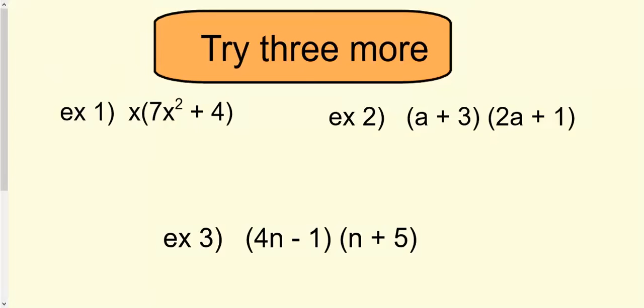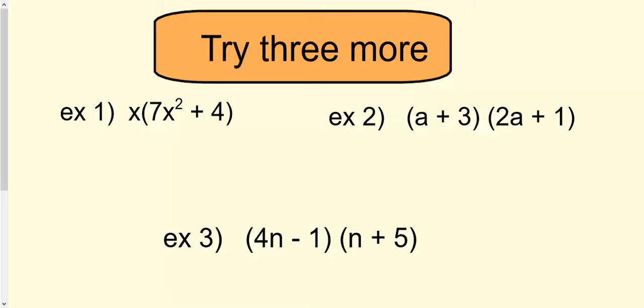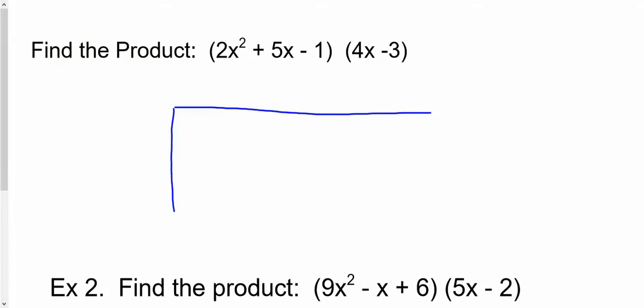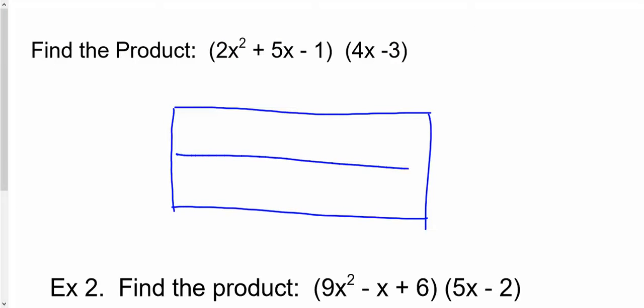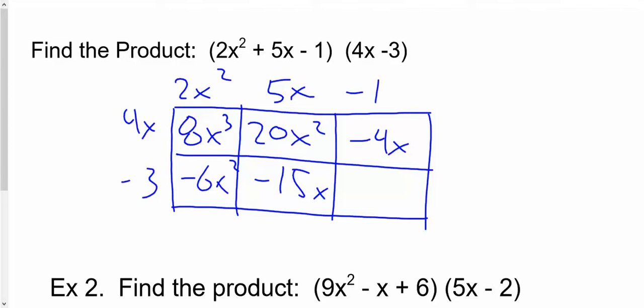Anything else here? I want to talk about this one right here. This is a binomial times a trinomial. Now this one is interesting because you can't use FOIL. You have to use a box. So what we're going to do is just make a larger box. If you have a binomial times a trinomial, FOIL doesn't work, unfortunately. But that's okay. So you're just going to do a ton of multiplication here. I'm just multiplying all these boxes together. And then you're going to combine like terms.